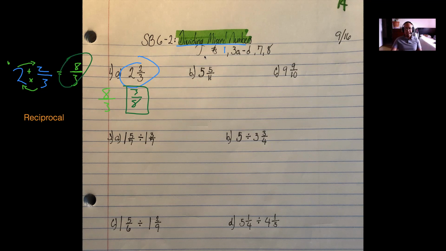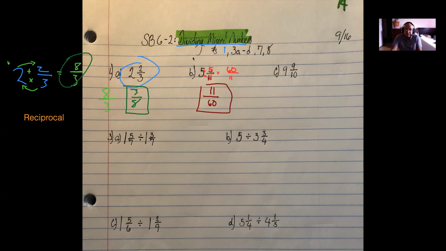Let's do number 1B as an example again. So here we have 5 and 5/11. We're going to use the Texas two-step, where we're going to multiply 11 times 5. 11 times 5 is 55. Plus 5, that's going to give us 60/11. What would be the reciprocal of 60/11? Well, we just flip it over. 11/60. There it is. That would be the answer to number 1B.